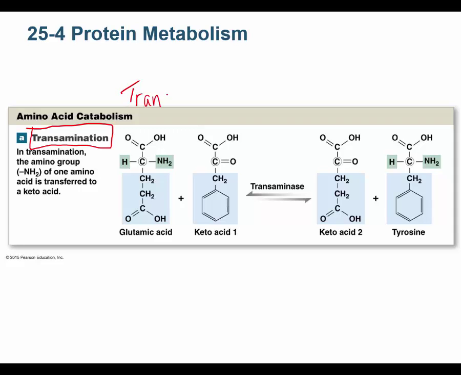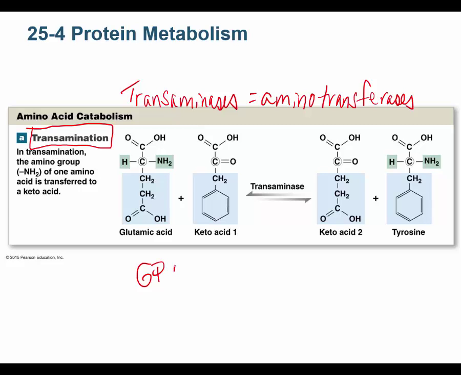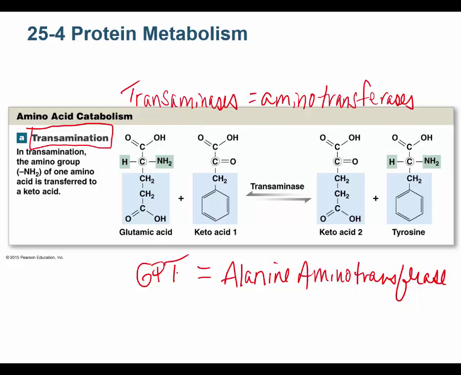These transaminases are also called aminotransferases. You're going to say, when do you use those words? There's no rule. In fact, in the laboratory, we have this glutamic pyruvic transaminase, which equals alanine aminotransferase. So GPT, glutamic pyruvic transaminase, equals ALT.